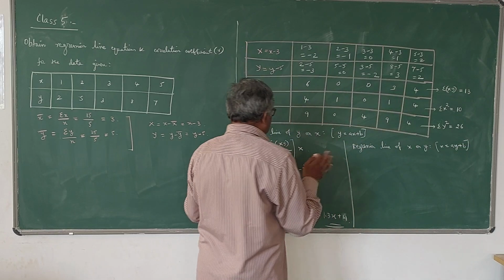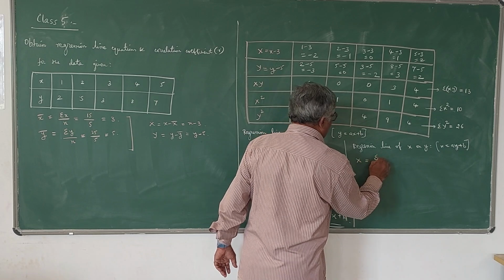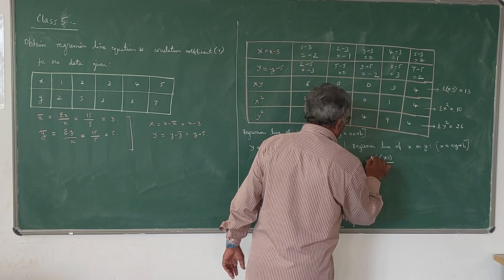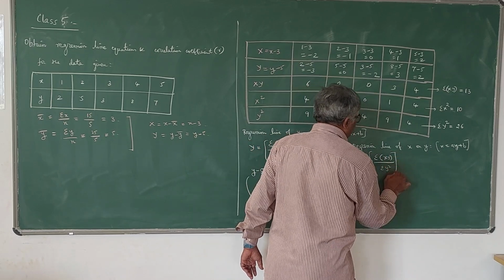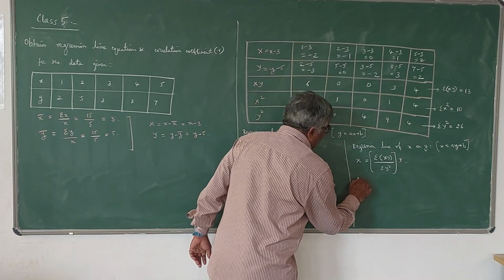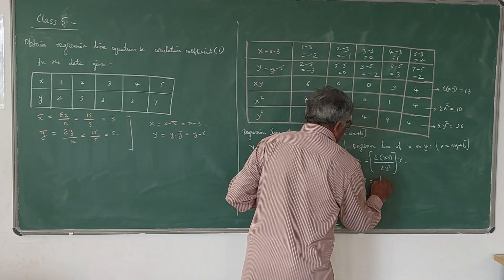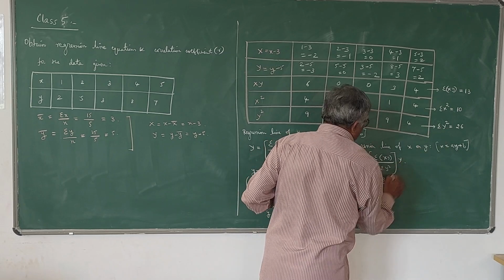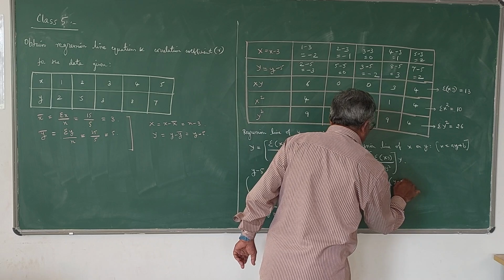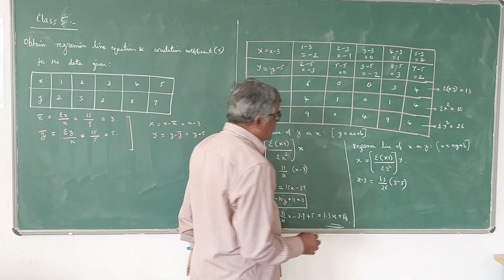So here you have to interchange capital X and capital Y. Capital X is equal to summation xy by summation y square into capital Y. That means x minus 3 is equal to sigma xy, which is 13, divided by sigma y square, which is 26, into y minus 5. Capital Y is small y minus 5. So you can simplify this also.